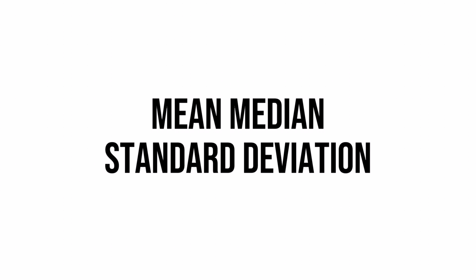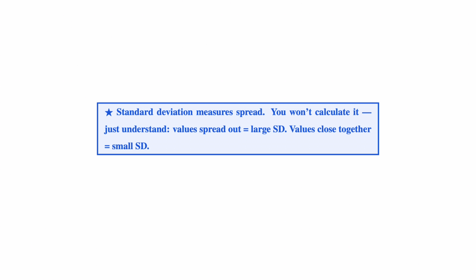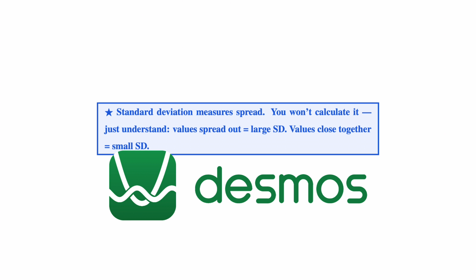Mean, median, and standard deviation. Mean is the average, add everything up, divide by the count. Median is the middle value when the data is ordered. If there's an even number of values, average the 2 middle ones. Standard deviation measures how far apart the values are. This can easily be done with Desmos, which we will show later.